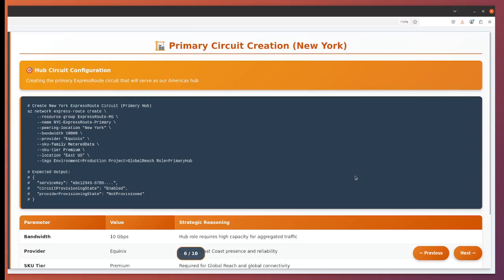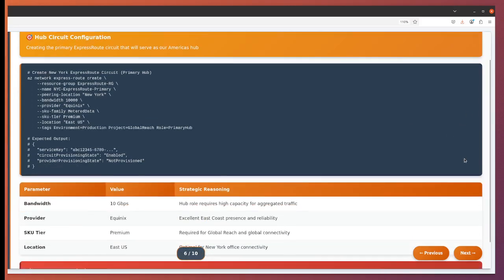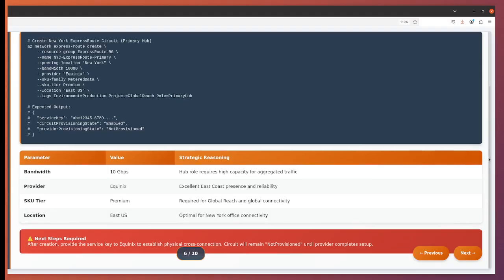Primary circuit creation, New York. Now we move into implementation, starting with creating our primary ExpressRoute circuit in New York. This circuit will serve as our America's hub. Let me explain each parameter in the command.